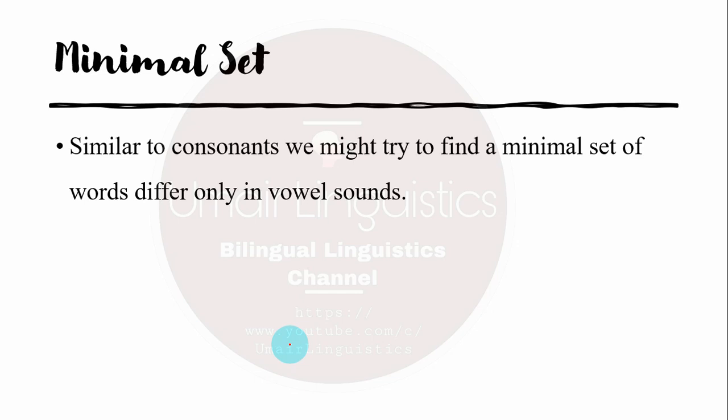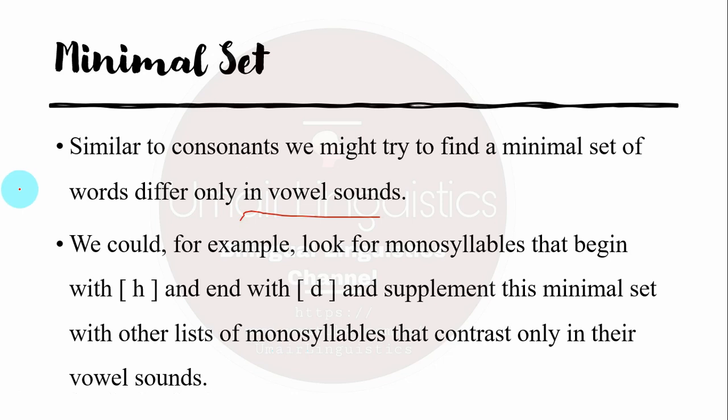However, we can try to make some minimal sets of words differing only in vowel sounds. For example, we can look for monosyllables. A monosyllable means a word consisting of only one syllable, and a syllable must have one vowel and may have one or more optional consonants. We can look at some monosyllables that begin with H and end with D but differ only in the vowel sound between these two consonant sounds, and supplement this minimal set with other lists of monosyllables as well. Just like this, we can create other minimal sets.